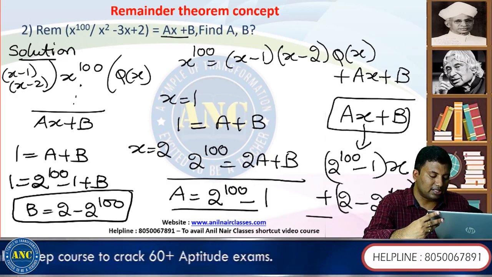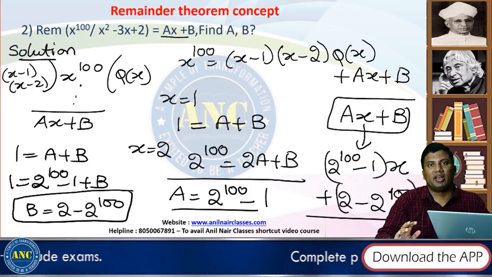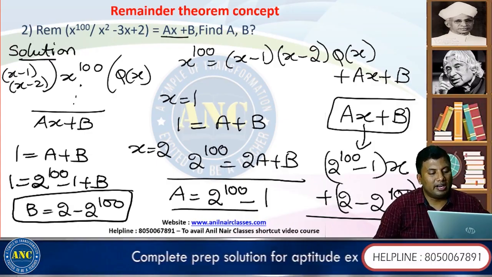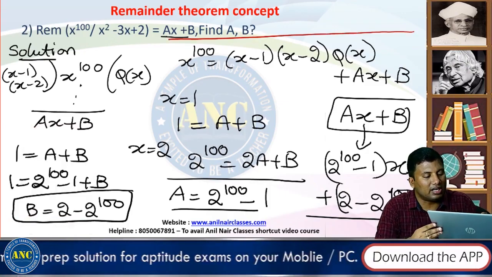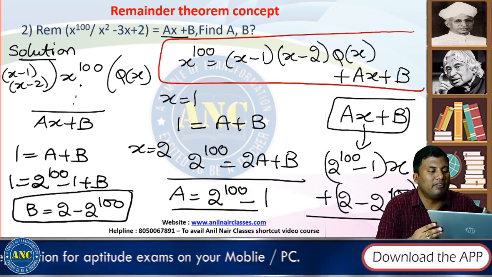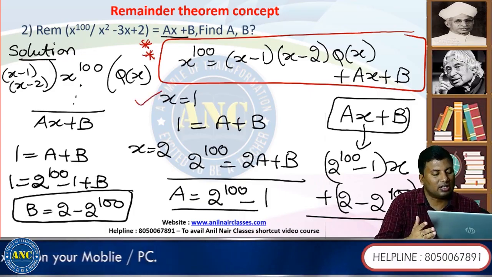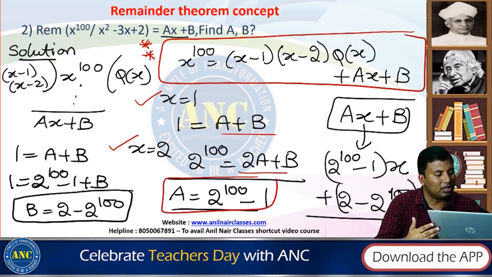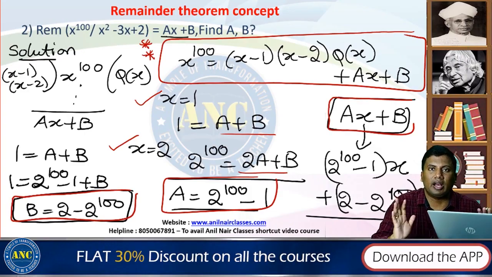I hope the idea is clear. When a polynomial expression is divided by a quadratic expression, the remainder will be of the form linear. So what I did here, I used the concept of dividend equivalent to divisor into quotient plus remainder. Then I substituted x equivalent to 1. Then I substituted x equivalent to 2. I got two equations. I subtracted, I got a as 2 power 100 minus 1, and b as 2 minus 2 power 100. I substituted in ax plus b. Idea clear?